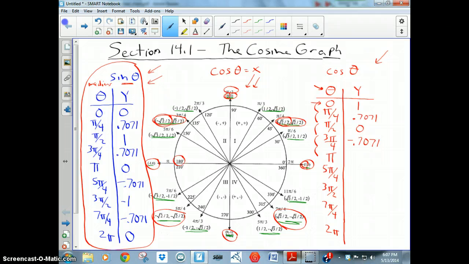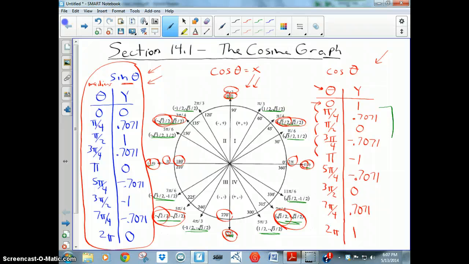Cosine of 180 degrees, or cosine of pi, the first value is negative 1 from our chart. Cosine of 5 pi over 4 is negative square root of 2 over 2, which is negative 0.7071. Cosine of 270, which is 3 pi over 2, that's 0. Cosine of 7 pi over 4 is positive 0.7071. And the cosine of 2 pi, if we're back to 0 again, is 1. And now you filled out your table of values.